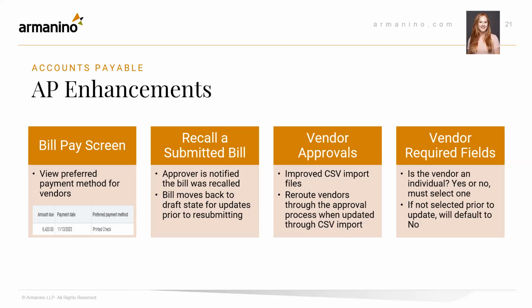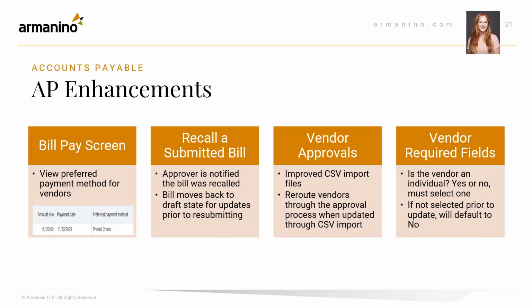And last release we had vendor approvals that came out. And one of the things with the vendor approvals was if you were updating vendors through a CSV import, it would not reroute them through the approval process. And so with this release, we're correcting that. If you update vendors through a CSV import, it will send it back through the approval process.